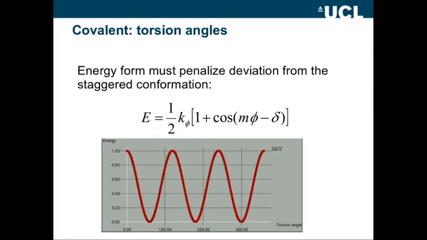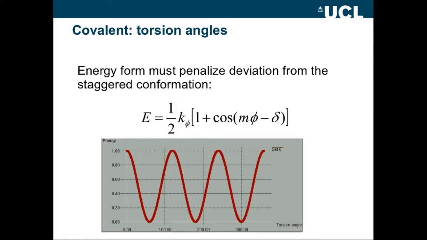In the case of the energy function for a torsion angle then, what we need is some sort of function that will mimic the minimum energy for the staggered conformations and the maximum energy for the eclipsed conformations. And what we can use for that is a cosine function. Now a cosine has the property of having a maximal value of 1 at 0 degrees and of course 360 degrees, and a minimal value of -1 at 180 degrees.